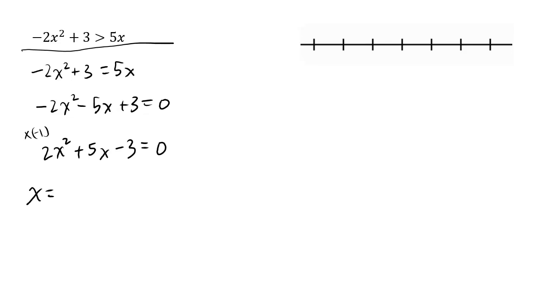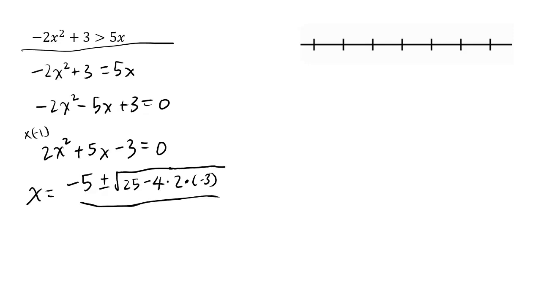Now we have the quadratic formula, which is negative b plus minus the square root of b squared, which is 25, minus 4 times 2 times -3, over twice the denominator. And that's -5 plus minus. 3 times 4 is 12. 12 times 2 is 24. Minus minus is plus. 25 plus 24 is 49. And the square root of 49 is 7.